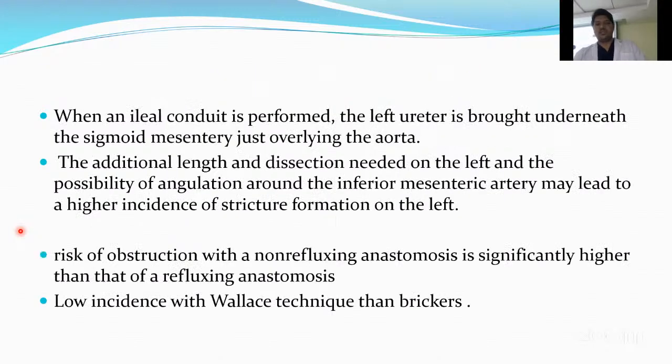When an ileal conduit is performed, the left ureter is brought underneath the sigmoid mesentery, just overlying the aorta. The additional length and dissection needed for the left, and the possibility of angulation around the inferior mesenteric artery, may lead to a higher incidence of stricture formation on the left side. The risk of obstruction with a non-refluxing anastomosis is significantly higher than with a refluxing anastomosis. A lower incidence is seen with the Wallace technique than with Bricker.